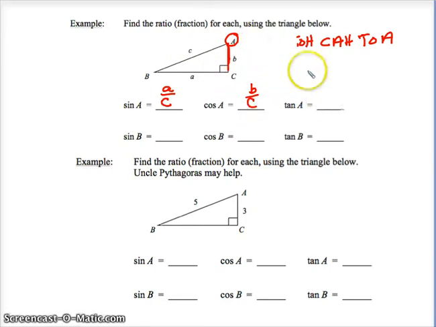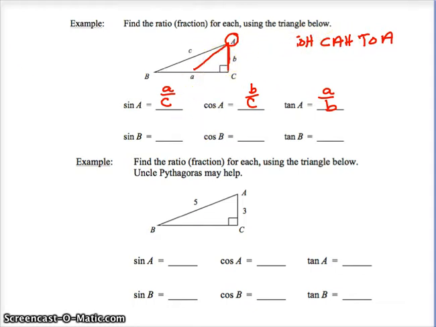The tangent of A is that opposite side, little a, divided by the adjacent side, B. It's always good to remember that the hypotenuse is just the hypotenuse. The hypotenuse will never be the adjacent side. The opposite and the adjacent always refer to the legs.